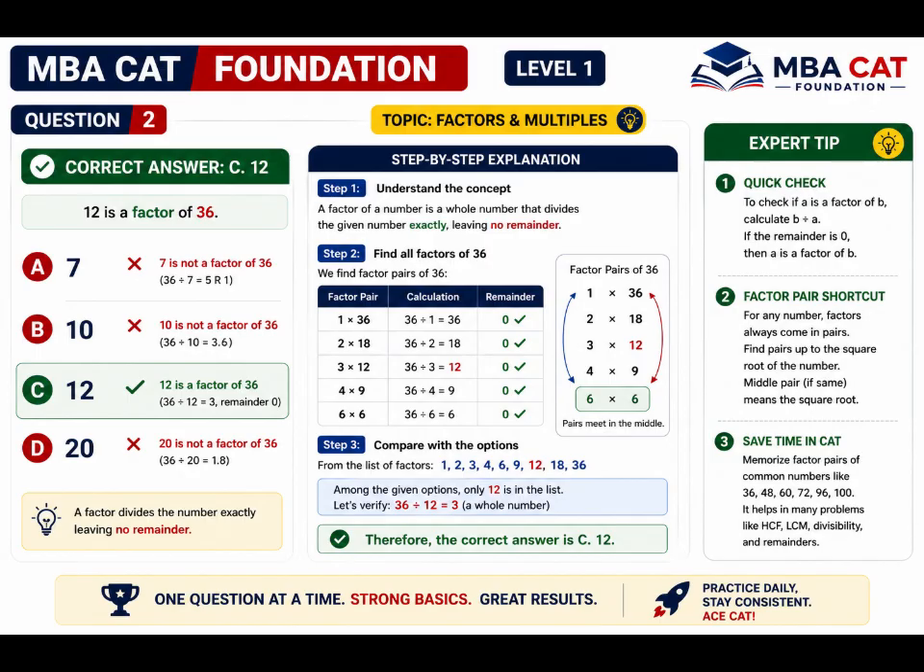Learning factor pairs is a simple habit that saves time and improves accuracy in CAT, especially in topics like HCF, LCM, number system, and algebra. Great job! Let's move on to the next question.